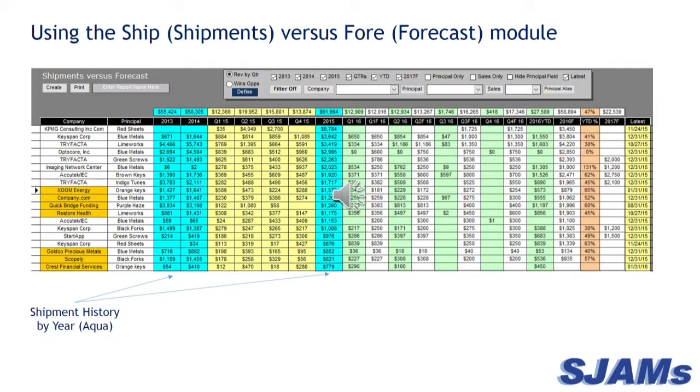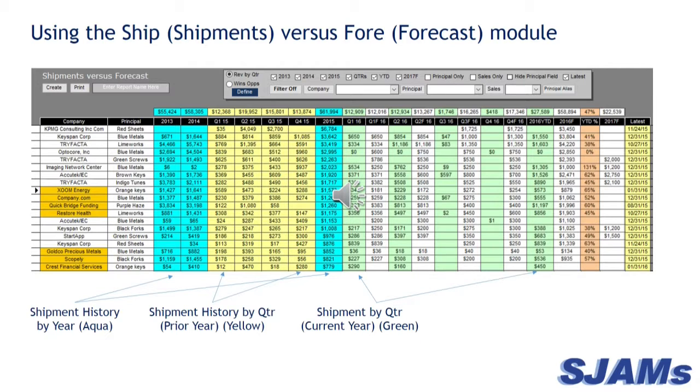billing or shipment data. The yellow boxes are the prior year's shipments shown by quarter. The green boxes are the present year revenues. These revenues are year-to-date, and the yellow box on the right shows the latest date for which the shipments have been recorded. Lastly, the white boxes represent the forecast. They are forecast for the present year by quarter, forecast for the present year, and forecast for the following year.